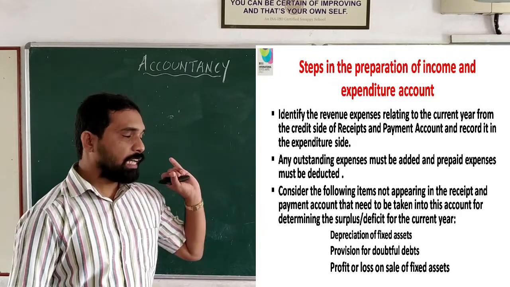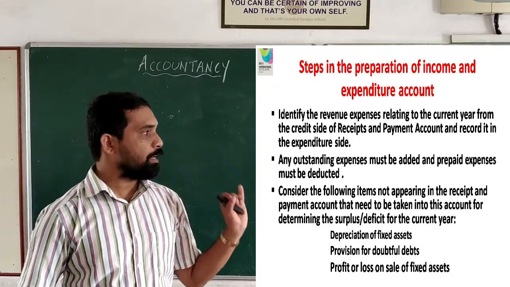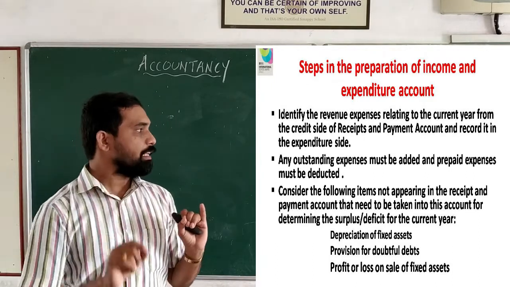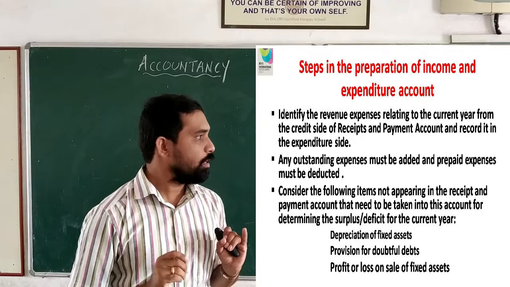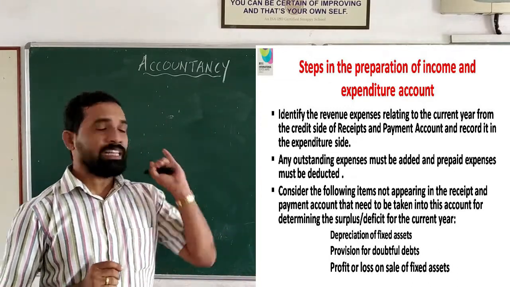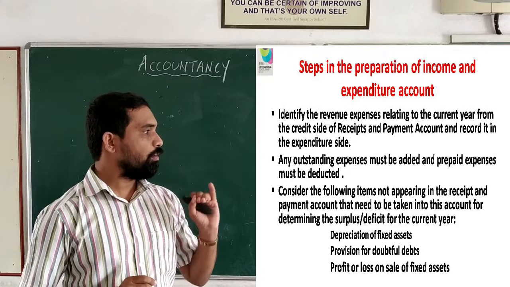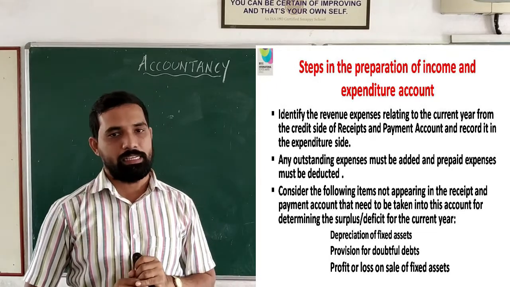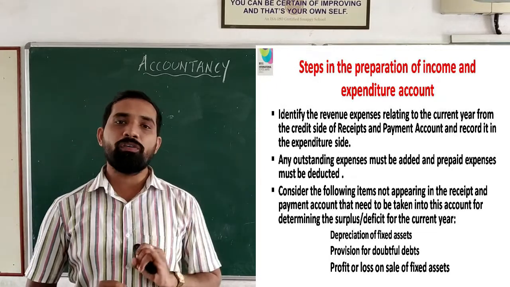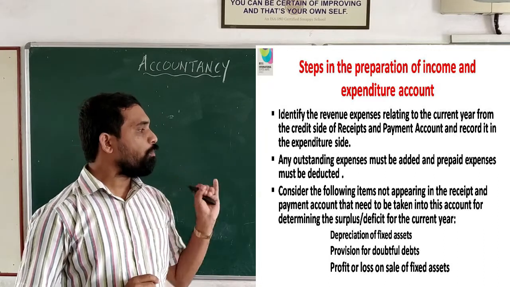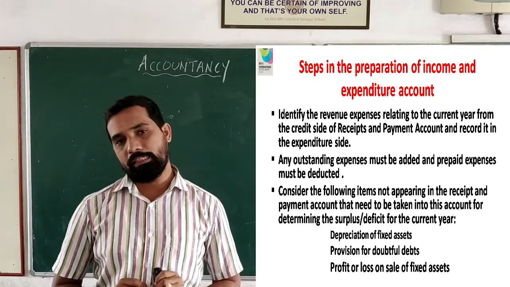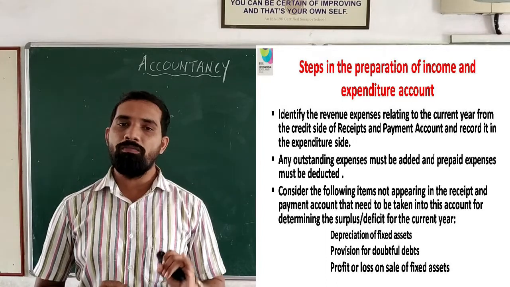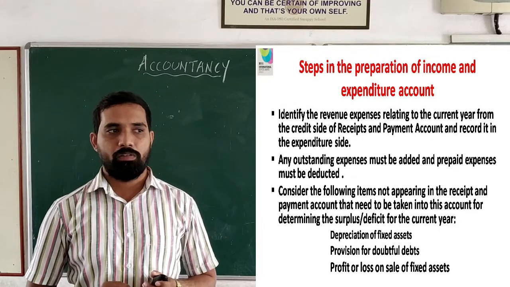And finally, consider the following items not appearing in the receipts and payments account that need to be taken into this account for determining the surplus or deficit for the current year. The items are depreciation of fixed assets, provision for bad debt, profit or loss on sale of fixed asset. These are the steps for the preparation of income and expenditure account.